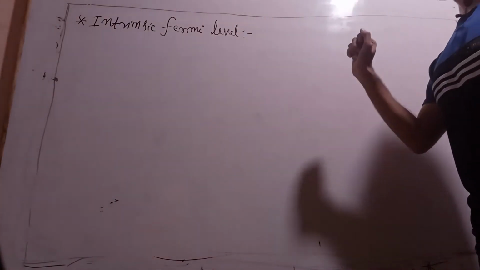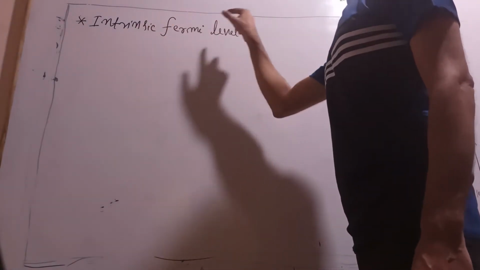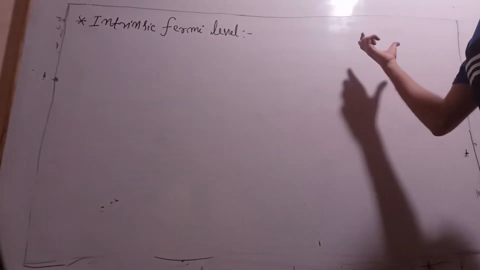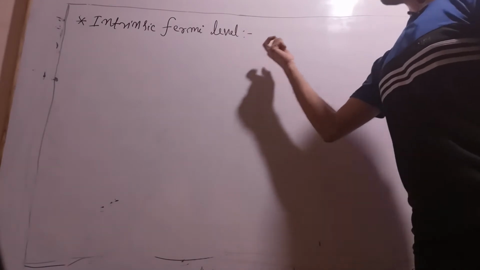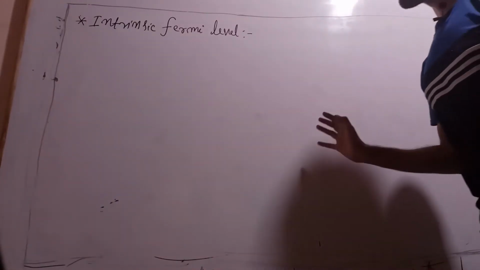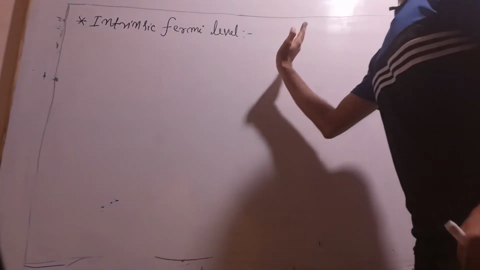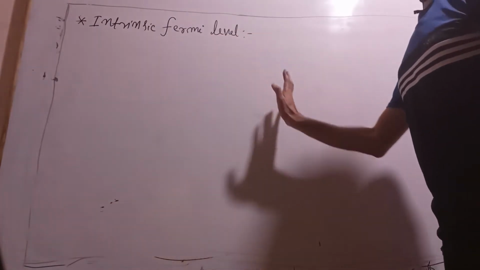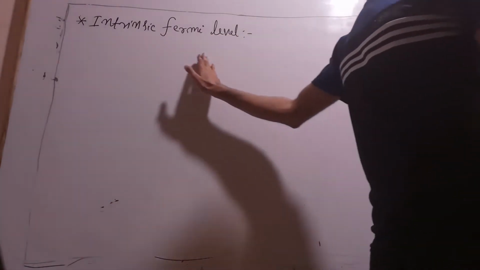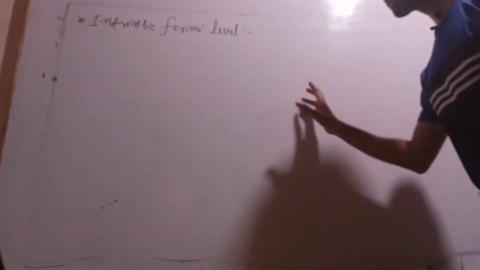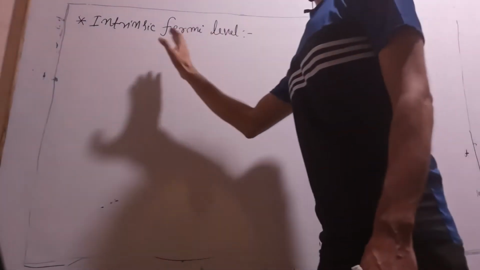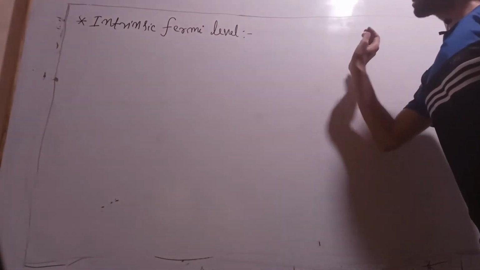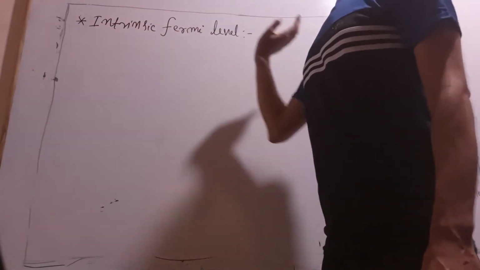Now here we will see the intrinsic Fermi level. The Fermi level lies near the forbidden energy band gap. As we know, in an intrinsic semiconductor material, the concentrations of electrons and holes are equal. So with the help of that comparison, we can determine this intrinsic Fermi energy level.